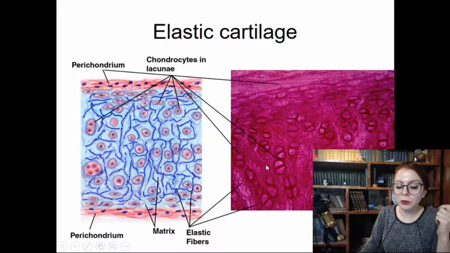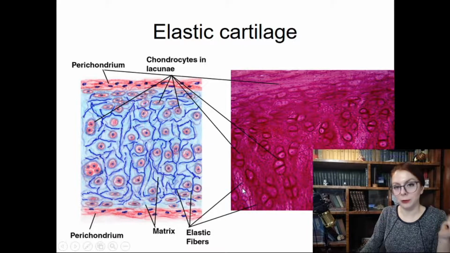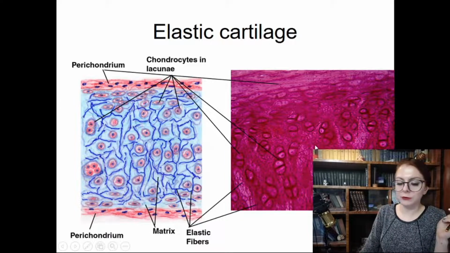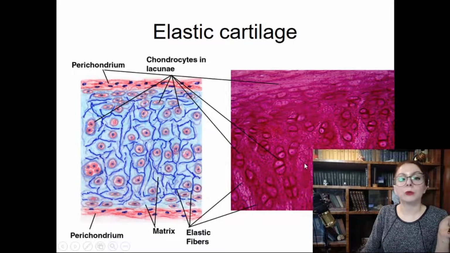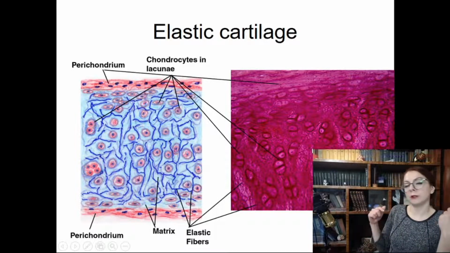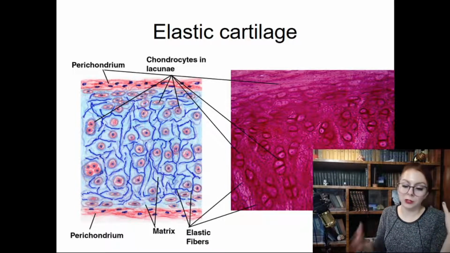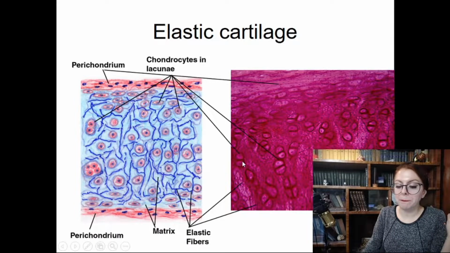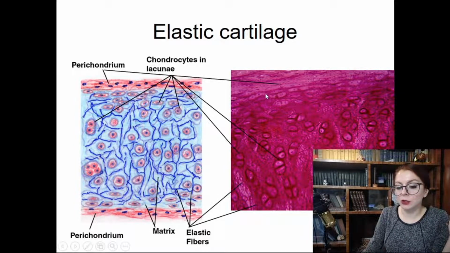Then in the matrix between the cells, we can distinguish fibers if we apply special staining procedures like orcein or resorcin-fuchsin. Those fibers are thin and branched, and they are not dissolved in water. That's why we can distinguish them, while collagen fibers, when they are highly hydrated, are dissolved completely. On the surface of the elastic cartilage, we can see chondroblasts inside the perichondrium. Here we can see dense connective tissue fibers, and after that chondroblast cells.